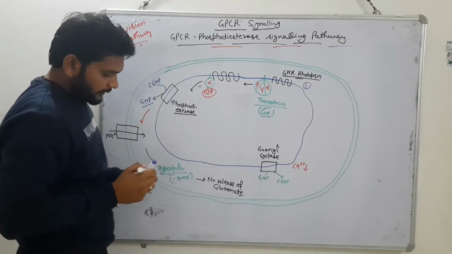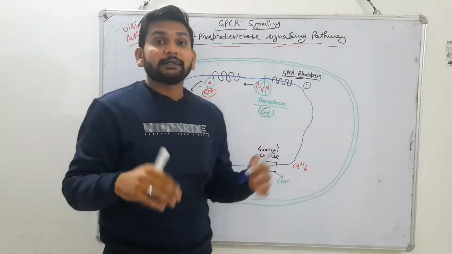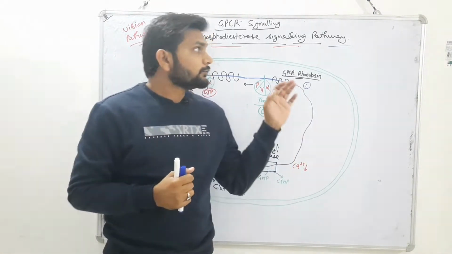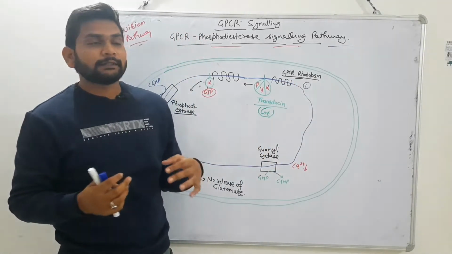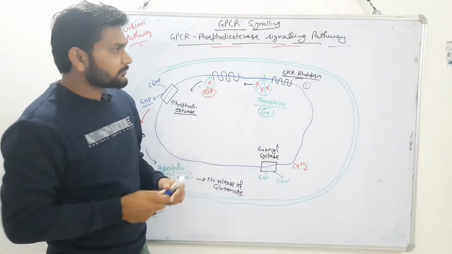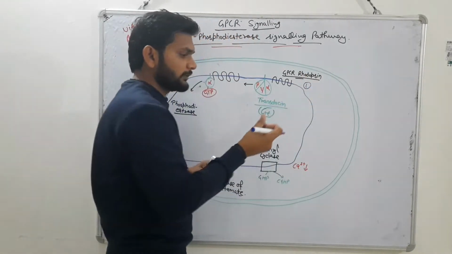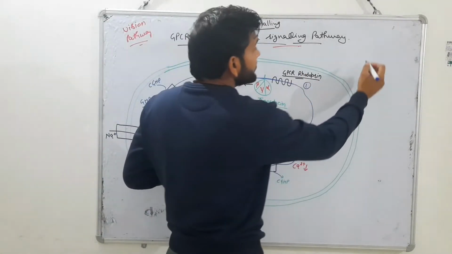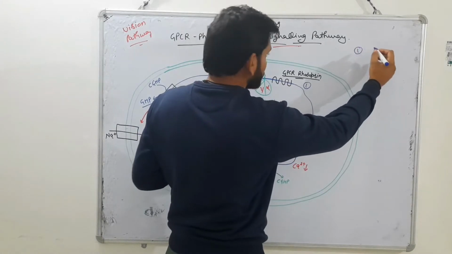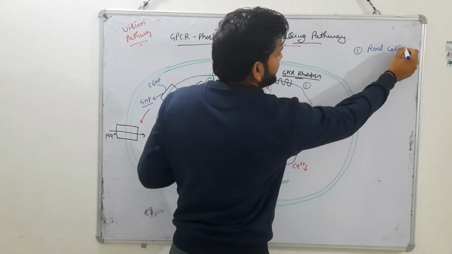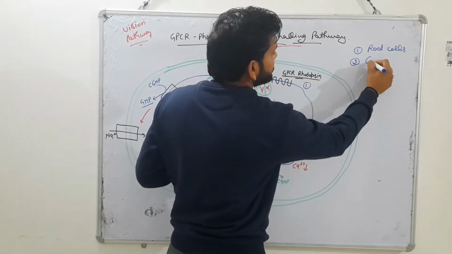How our eyes work, and there are different types of cells in the retina of our eyes. What is the work of these cells? There are two types of photoreceptors in the retina of the eye. The first occurs in rod cells, and the second occurs in cone cells.